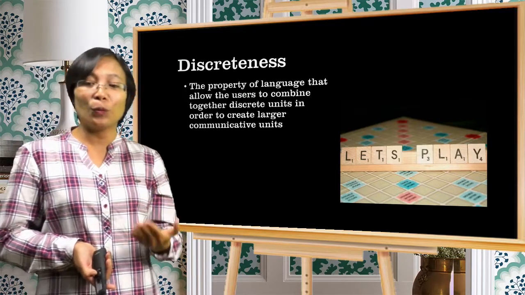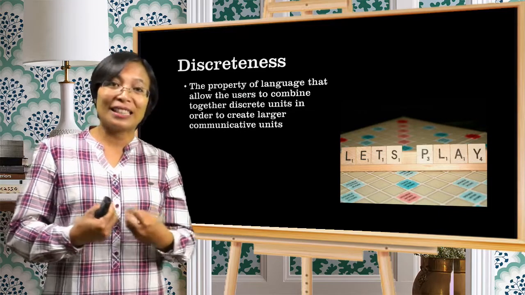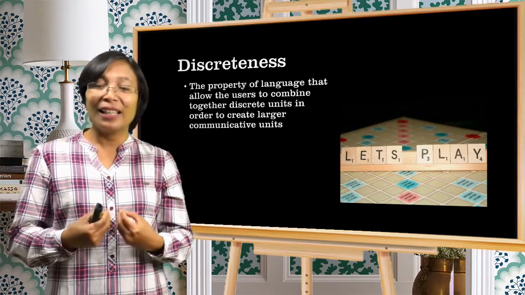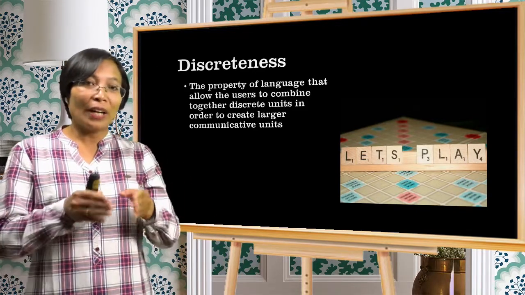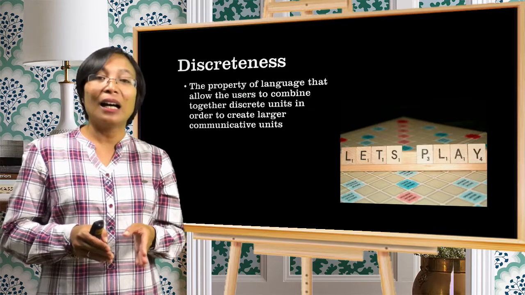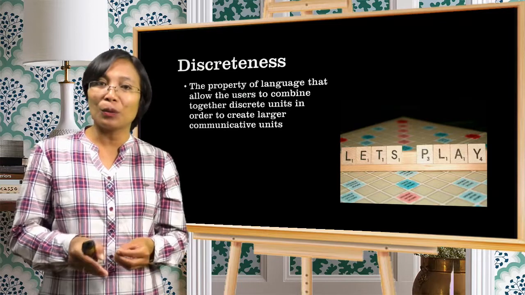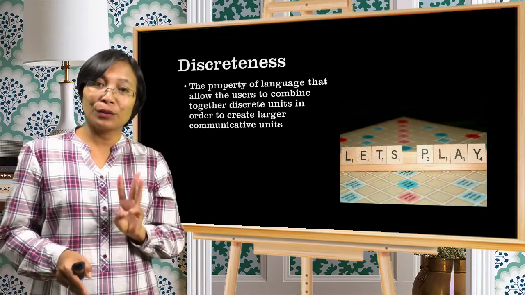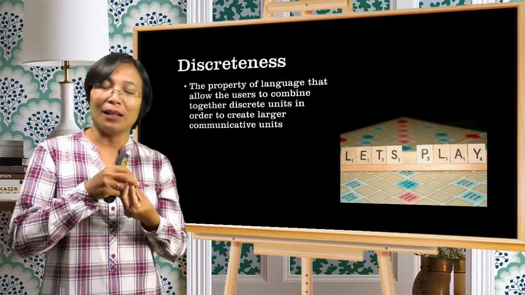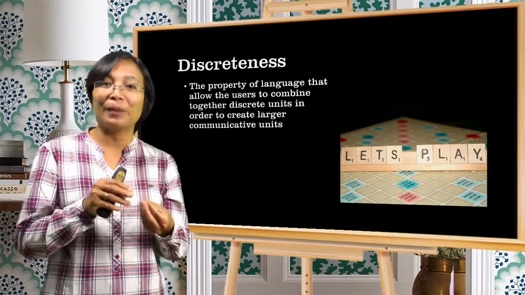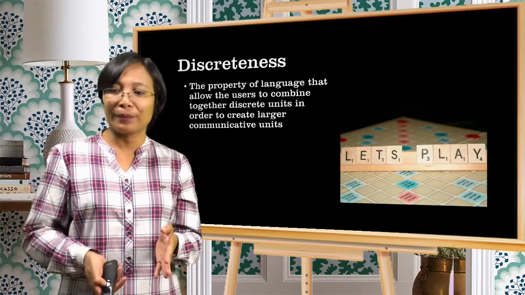Now, it means that when we are talking about discreteness, then it will be related to the property of language that allows the users to combine together discrete units in order to create larger communicative units. So we have the sounds P, L, and then A, Y, to make the word play. So we have four phonemes to make one morpheme or one word, play, as larger units here.